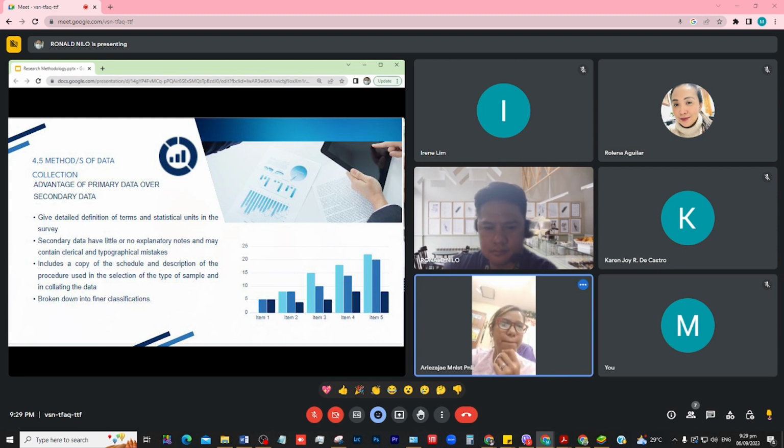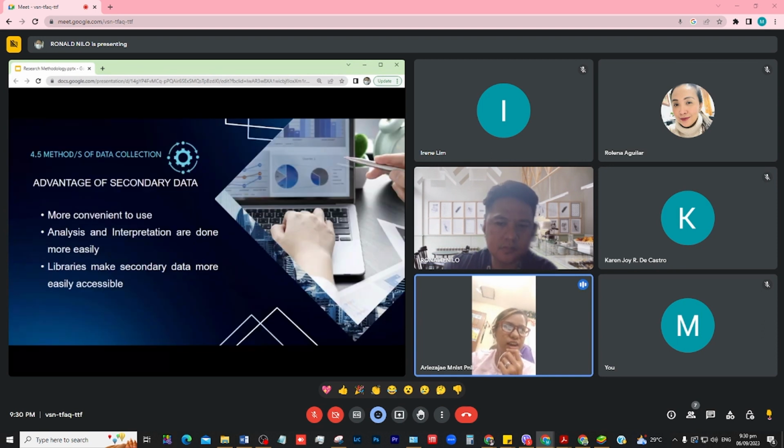Next slide, please. Advantage of secondary data. They are more convenient to use, economical in use of time and resources, since the data that are collected are already cleaned and stored. They tend to be high quality since they have already been validated. Analysis and interpretations are done more easily, and it provides a unique, detailed picture of the population. Libraries make secondary data more easily accessible.